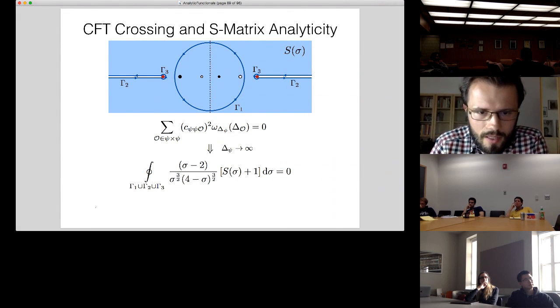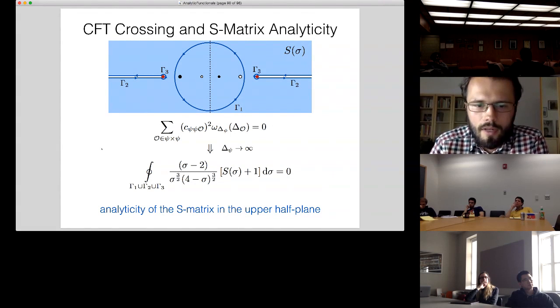But in the end, when the dust settles, crossing at the leading order in large delta psi is just a statement that this contour integral vanishes. So it's just a statement that the S matrix in flat space is analytic in the upper half plane. This property of the S matrix is believed to be true, and we managed to relate it to crossing symmetry.